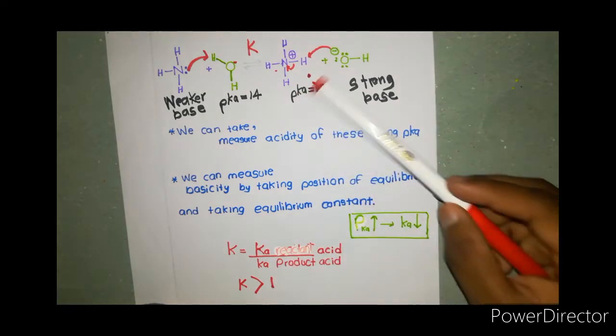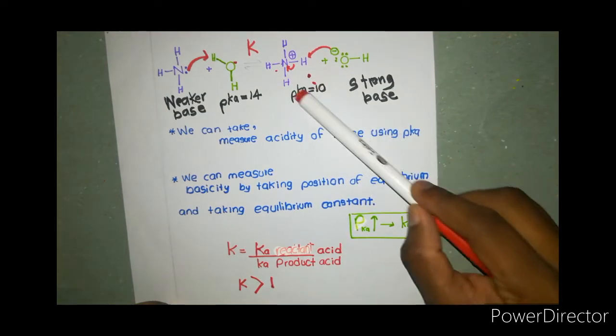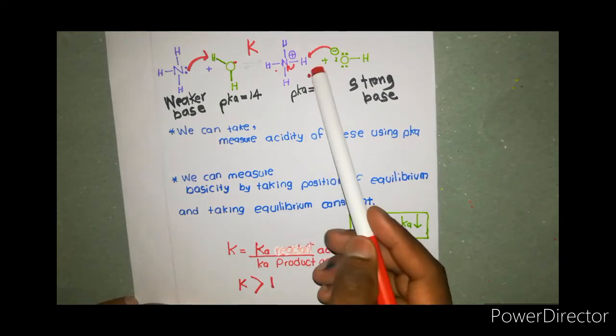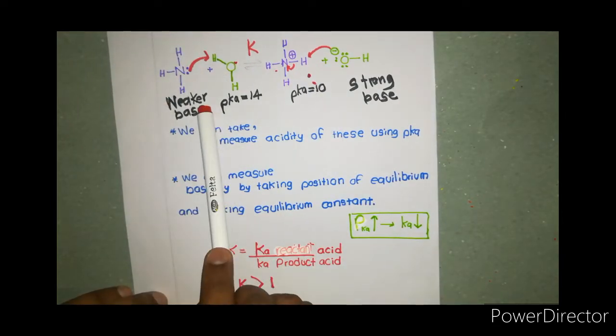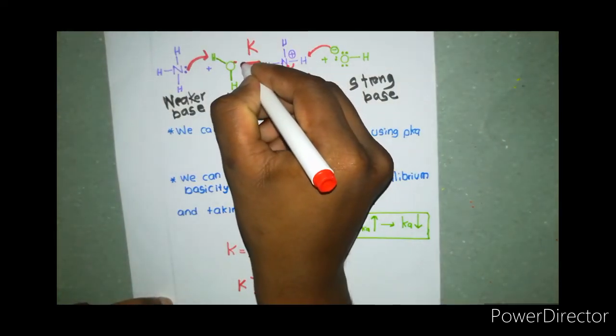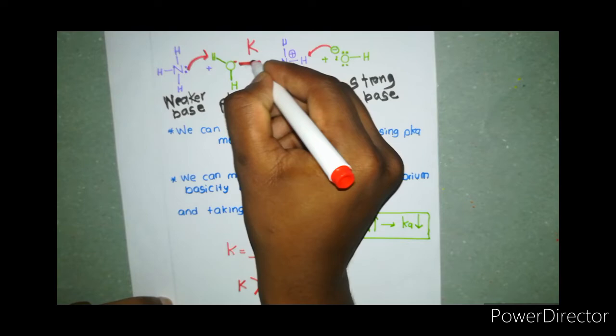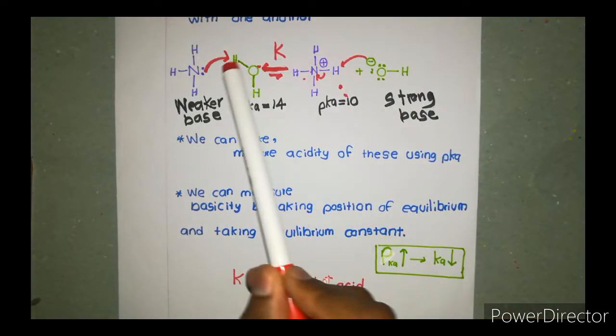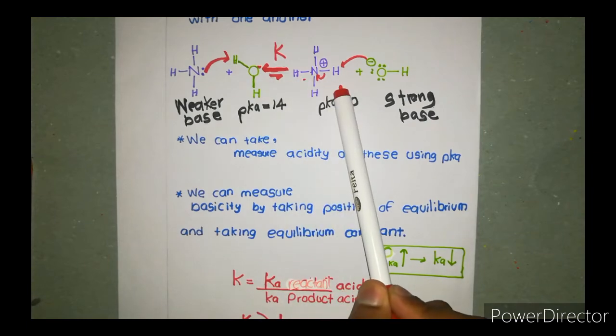So here the pKa is low. That means Ka is high in the reactant acid, so the Ka of the product side is lower. Therefore, we get a K greater than 1 for the reverse reaction, not for the forward reaction. So this is favored in this path. As a result, this reaction is favored in the reverse direction rather than the forward direction.